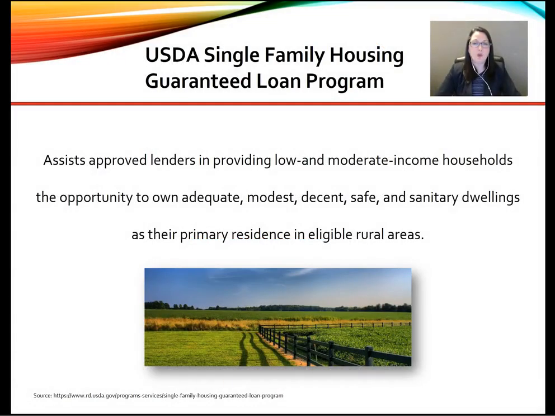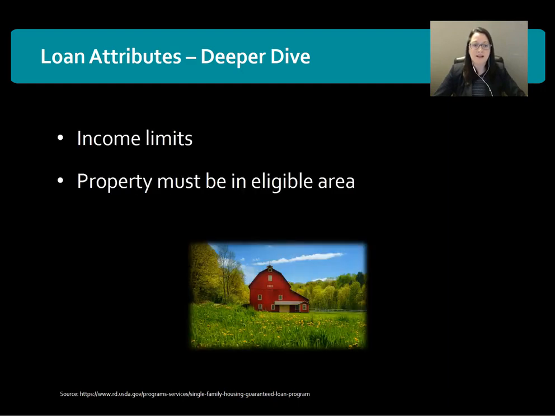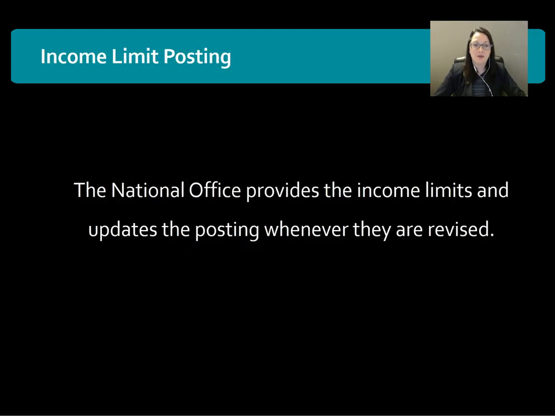As we discussed in part 1 of this video series, a USDA loan provides up to 100% financing for low to moderate income households who would like to purchase or refinance a home in eligible rural areas. We also talked about the loan attributes, but in this video I want to take a deeper dive into two key attributes. The first one is the income limits, and second is how to figure out the eligibility area for a property. So let's take a look first at income limits.